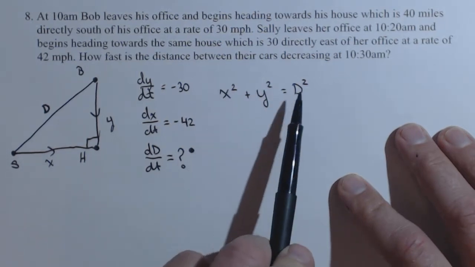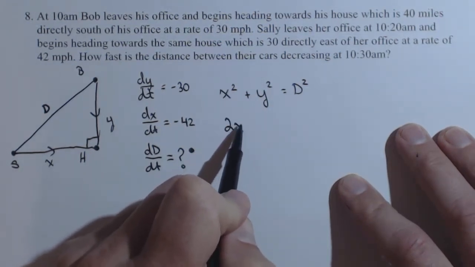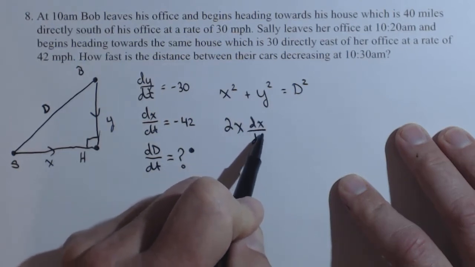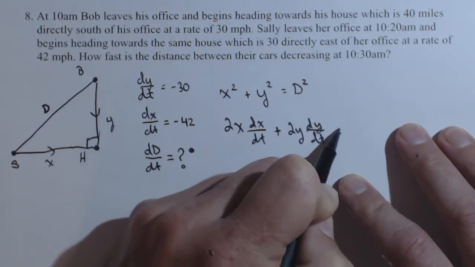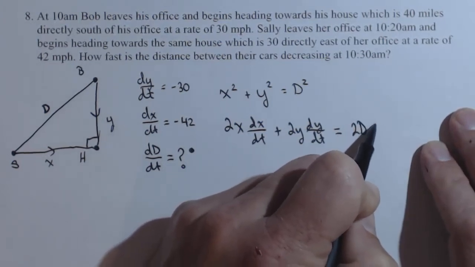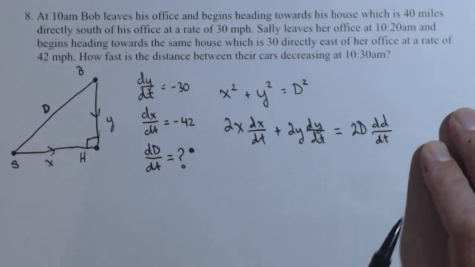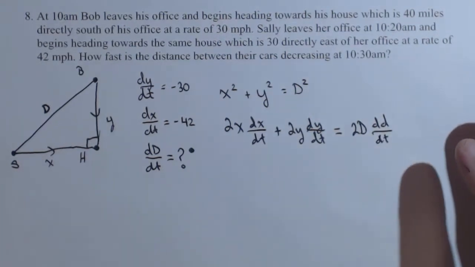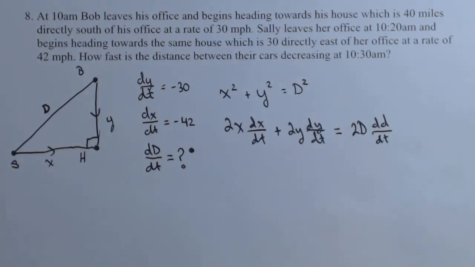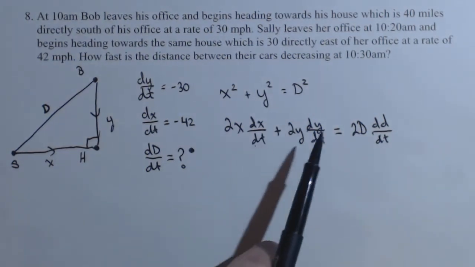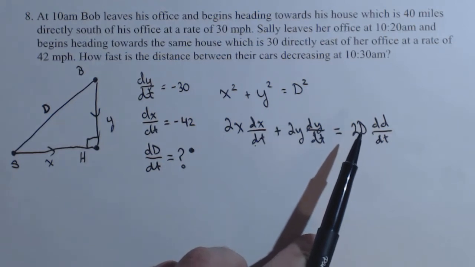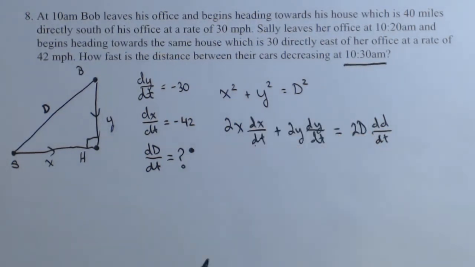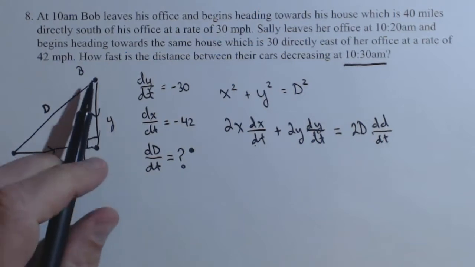Now, we can get a relationship between those rates by doing our implicit differentiation. So x squared is 2x dx/dt. y squared is 2y dy/dt. And this capital D squared is 2 times D dD/dt. So now we need to figure out, we know dx/dt, we know dy/dt, dD/dt is what we're looking for. But we need values for x, y, and D. Well, we're looking for this specifically at 10:30 a.m. So we want the length of x at that point and the length of y at that point.